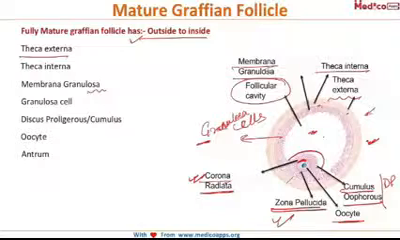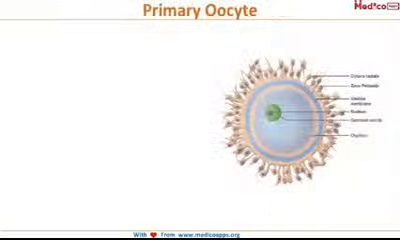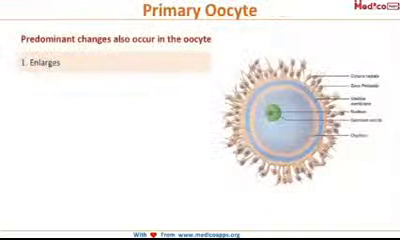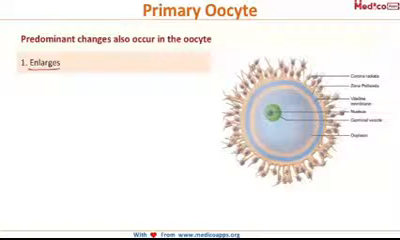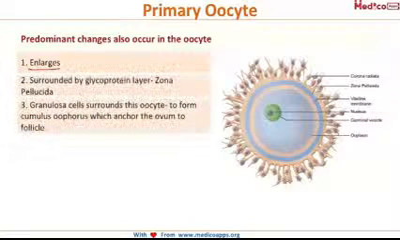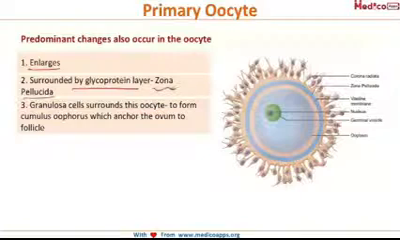Now, along with the changes in the entire follicle, changes also occur in this oocyte. So, let us see what happens. Now, this oocyte enlarges. It starts becoming bigger. It is surrounded by a glycoprotein layer, the zona pellucida. You can see here, this is the zona pellucida. This in blue is the zona pellucida, a glycoprotein layer surrounding the primary oocyte.